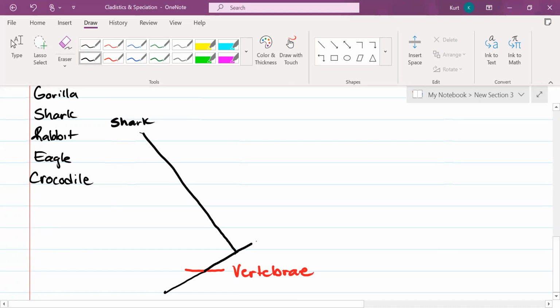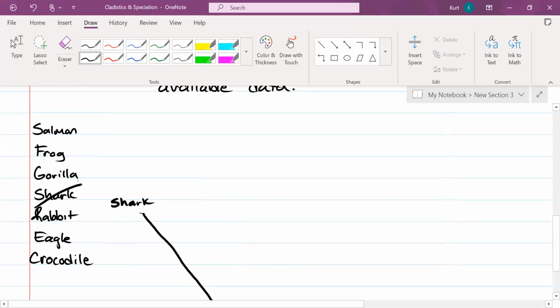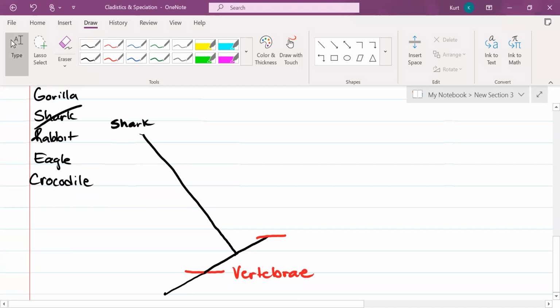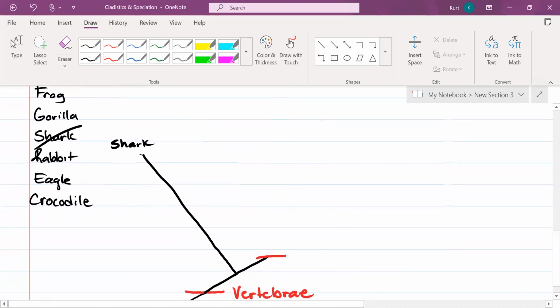So this shark does not have something that the other 6 have. What could that be? Now, I don't expect you guys to be experts in animals. Maybe think about it for a moment. What do a salmon, a frog, gorilla, a rabbit, eagle, and crocodile have that a shark doesn't?